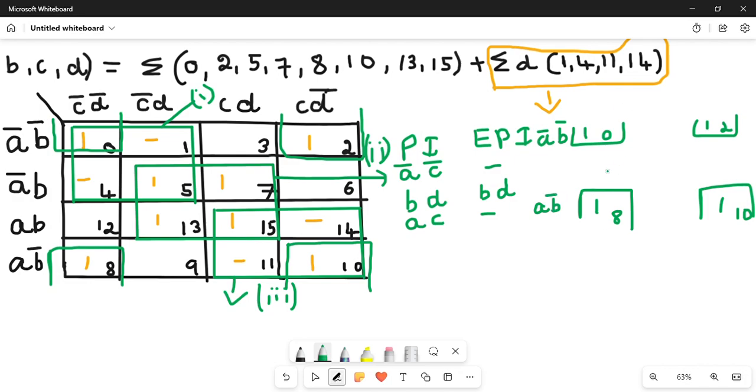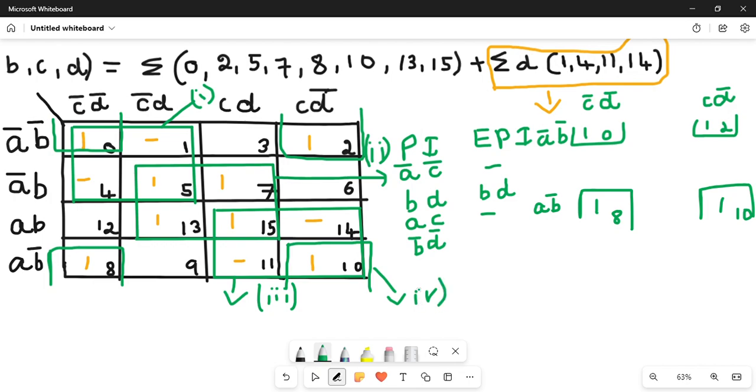And here it is C bar D bar. And here you have it as C D bar, right? That is, on the top of 0 it is C bar D bar and on the top of 2 it is C D bar, right? So now if we take the common in this, what happens? B bar is common over here and D bar. So now we have to check whether this B bar D bar, that is group number 4, is an EPI or not.